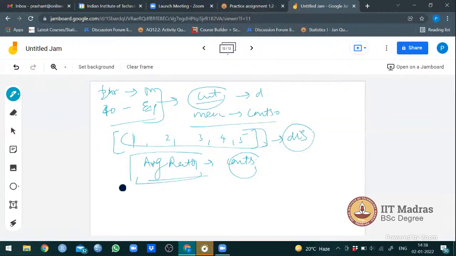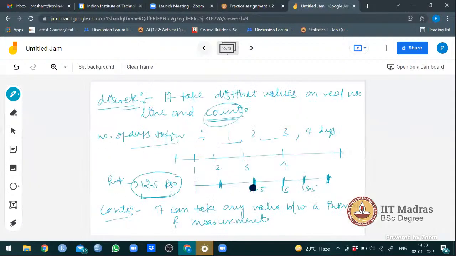No, that's what I'm saying. Don't go by whether it's decimal then continuous, and integer then discrete. Discrete is one which can take distinct values on the real number line. That's the first thing. Second, you can count. Suppose you have rupees, so you can count. You have 12.5 rupees, 13 rupees, 30 rupees and 50 paise.